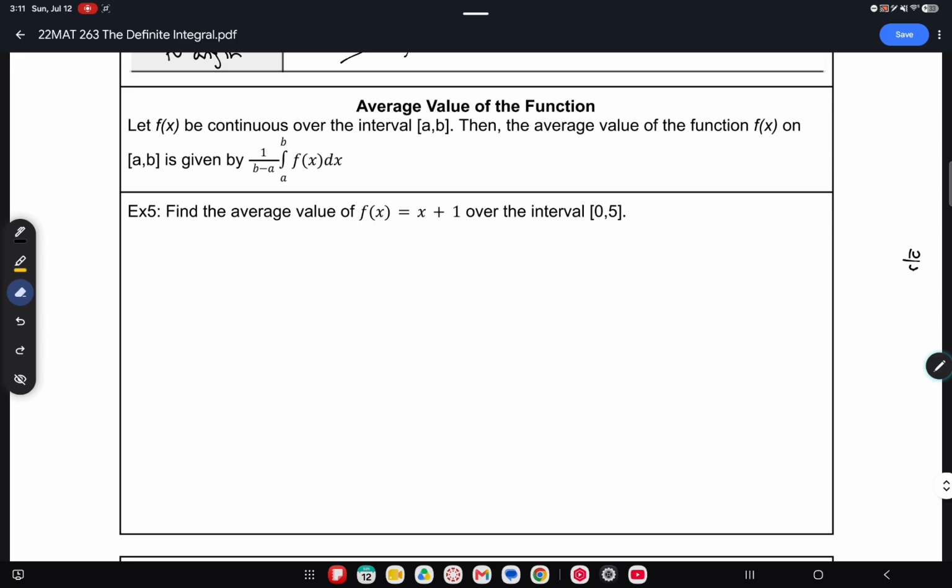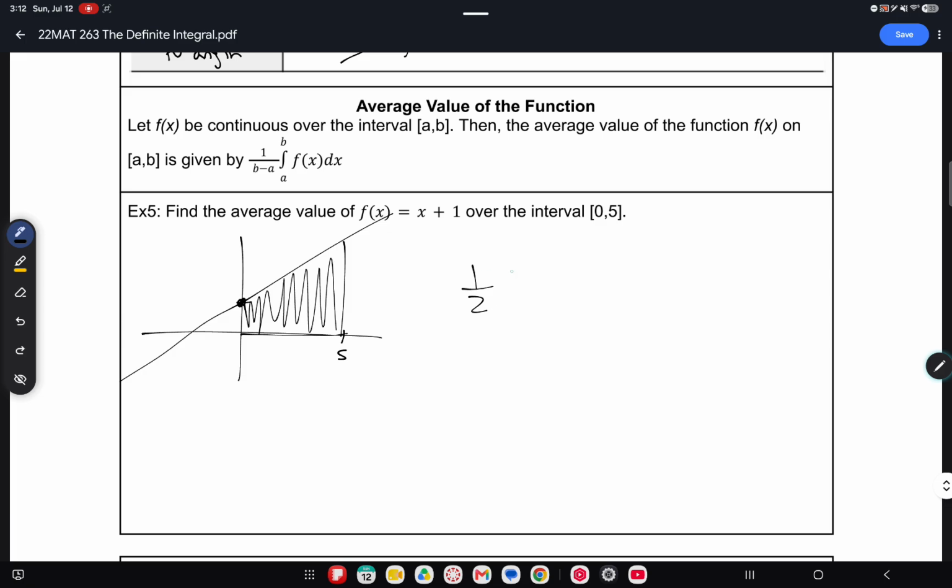All right, so let's do one with the actual function. So find the average value of x plus 1 over the interval 0 to 5. Oh, you know what? We haven't learned a rule yet. So let's look at the graph. X plus 1, it's going to look something like this. We're going from 0 to 5. So the shape that this is going to make is a trapezoid.